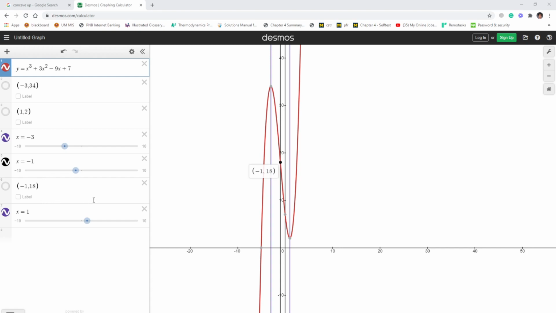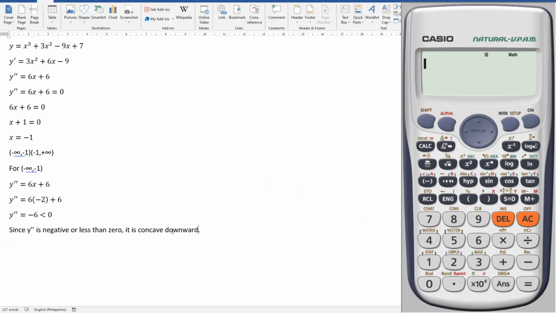So for the first interval, we have 6 times negative 2. Our second interval is negative 6. The value of the second derivative at this interval is negative 6, which is clearly less than 0. So since y double prime is negative or less than 0, it is concave, upward ba ni? Should be downward. Downward. So it is concave downward.